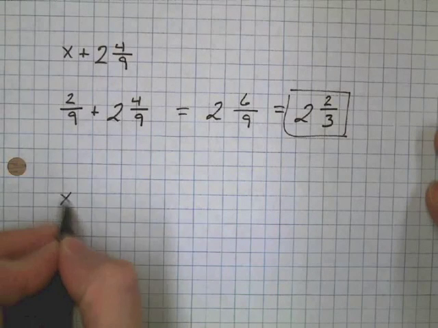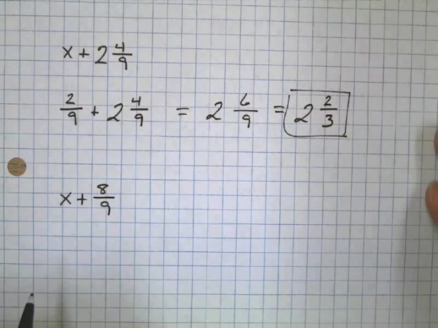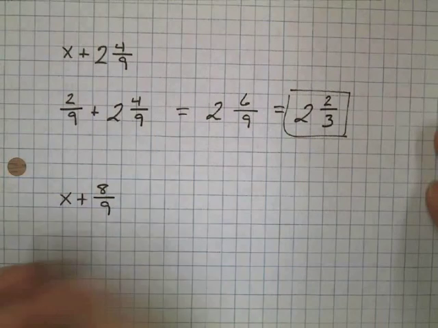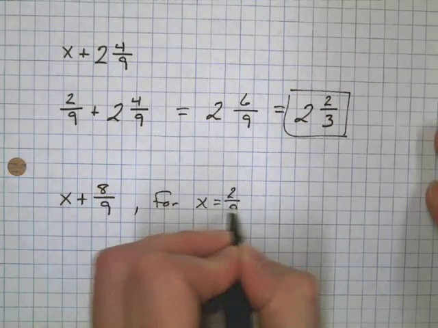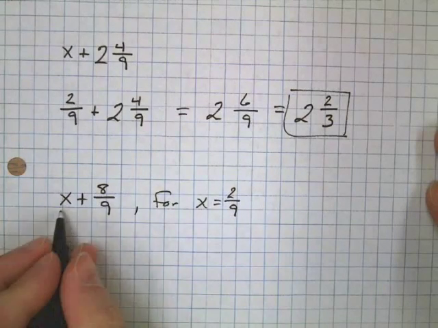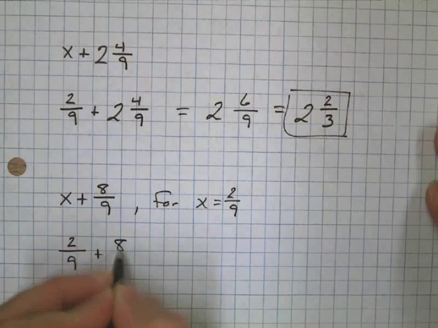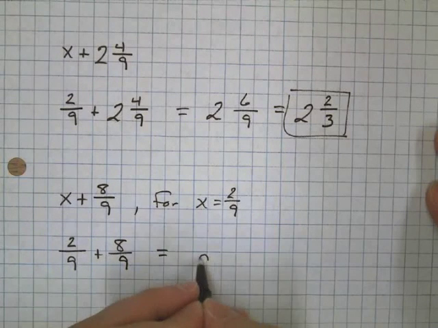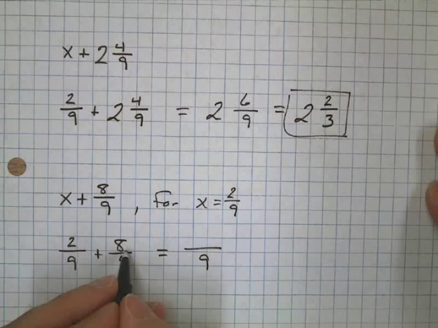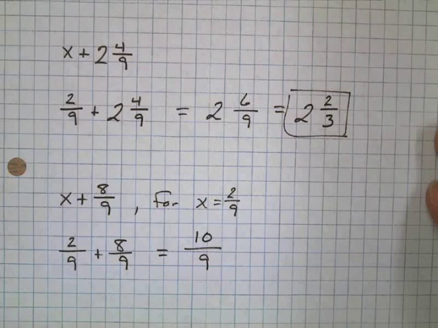Let's have x plus 8/9. Again, where x is equal to 2/9. So 2/9 is going to go in for x, and I end up with 2/9 plus 8/9. So I want to know how many ninths do I have overall. Well, I have 2 and 8, so I have 10/9 overall.